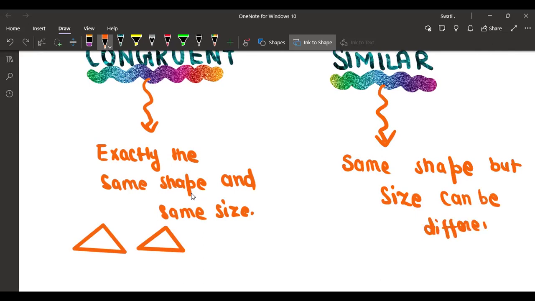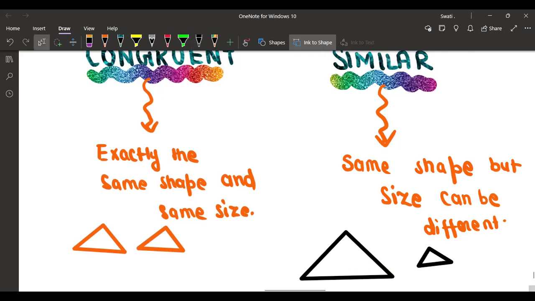And the meaning is here, let's say, this is a triangle. And this is also a triangle, right? The first one is also a triangle, the second one is also a triangle. Shapes are the same, right? Triangle, triangle. But are the sizes the same? No. The sizes are different. And such figures are called similar figures. Got it? Understood the difference between congruent and similar? Is there any doubt, Manya?